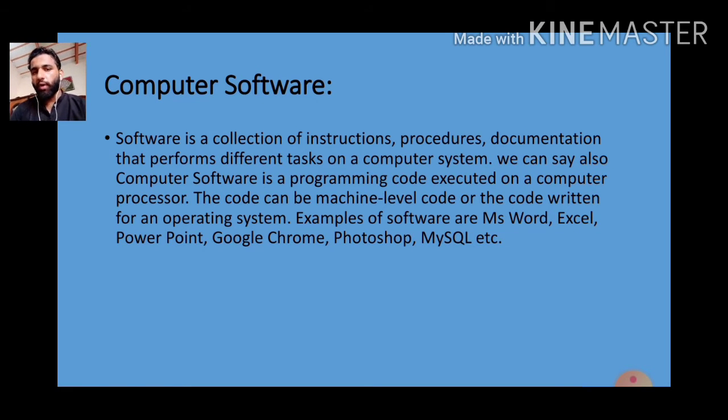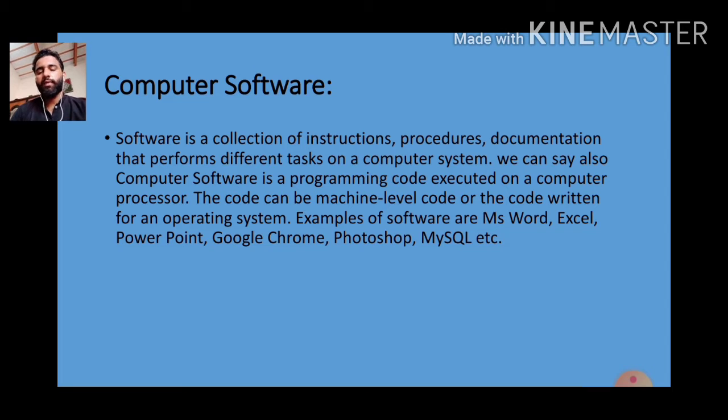And what is computer software? Software is a collection of instructions, procedures, and documentation that performs different tasks on a computer system. We can also say computer software is programming code executed on a computer processor. The code can be machine level code or code written for an operating system. Examples of software are MS Word, Excel, PowerPoint, Google Chrome, Photoshop, MCQ, etc.